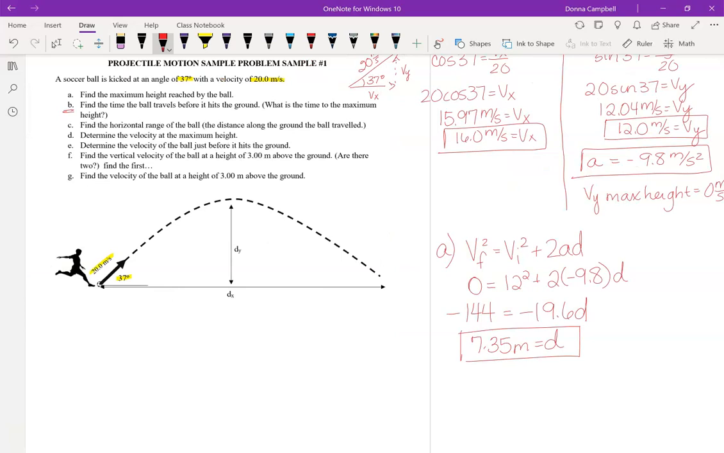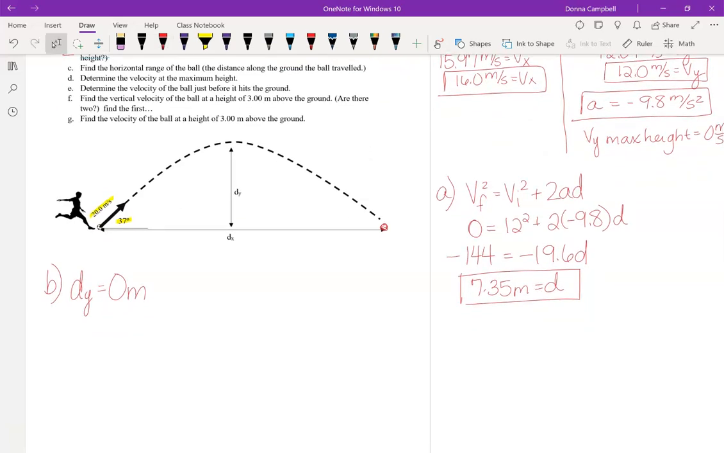So find the time the ball travels before it hits the ground. That's the whole parabola. What we know about that situation is that the d in the y is 0 meters, because it started at this level and it ended at this level. So it has made no displacement overall.